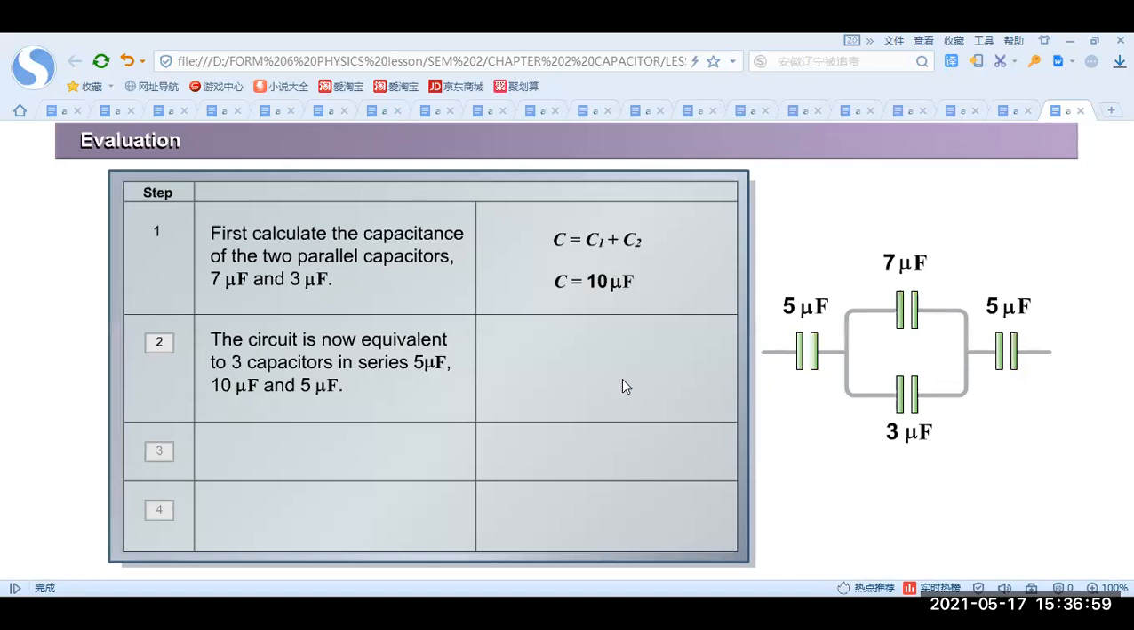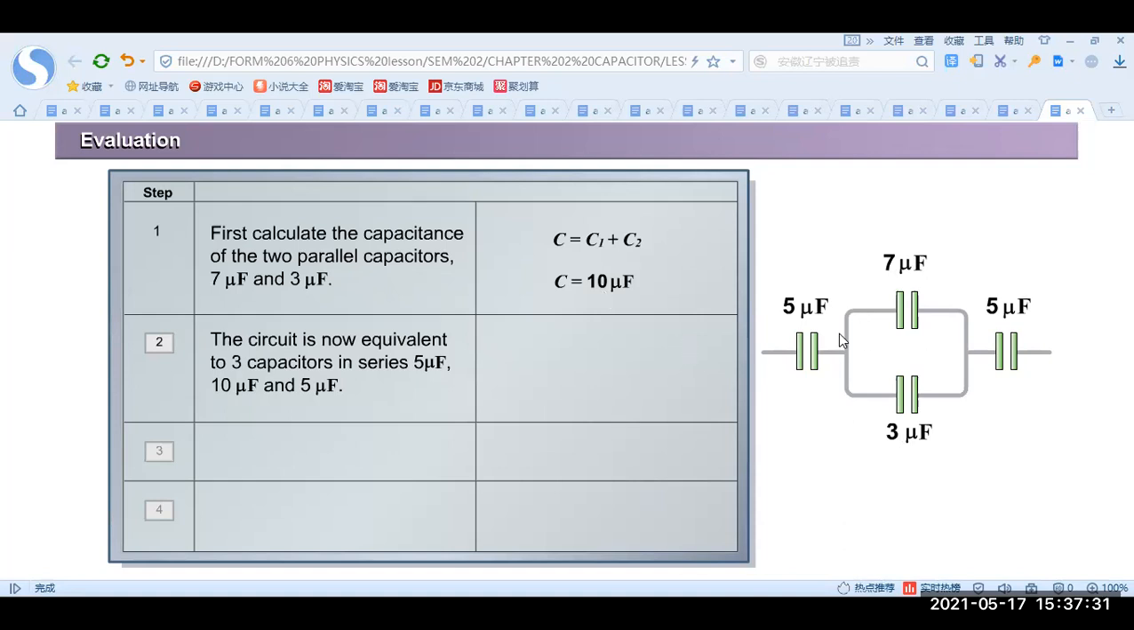Now we look at how to solve this. We have two capacitors in parallel, and this combination is arranged in series with another capacitor. First, calculate the capacitance of the two in parallel. If parallel, the capacitance is C total equal to C1 plus C2, right? So that means 7 plus 3, it will be 10 microfarad.